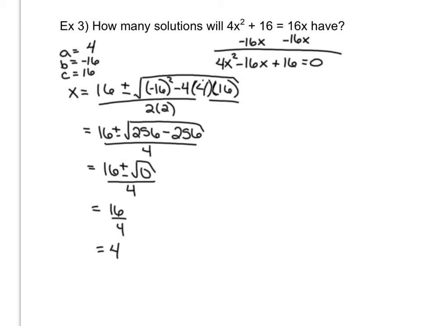Negative 4 times 4 times 16 is also 256. 256 minus 256 leaves me with 0. Well, I know the square root of 0 is just 0. So having this here is absolutely meaningless. So if I just drop down the 16 and the 4, 16 over 4 then reduces to 4. Notice this time I got 1 solution.